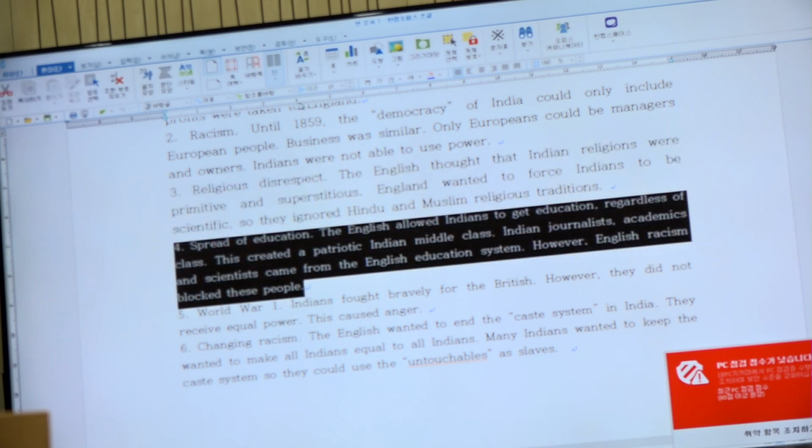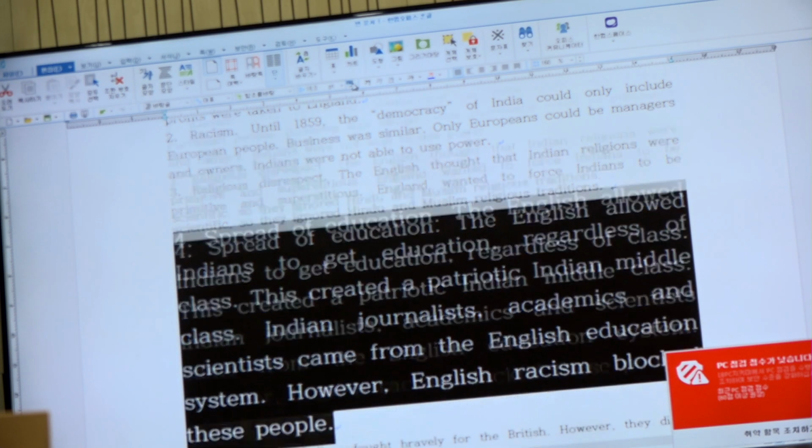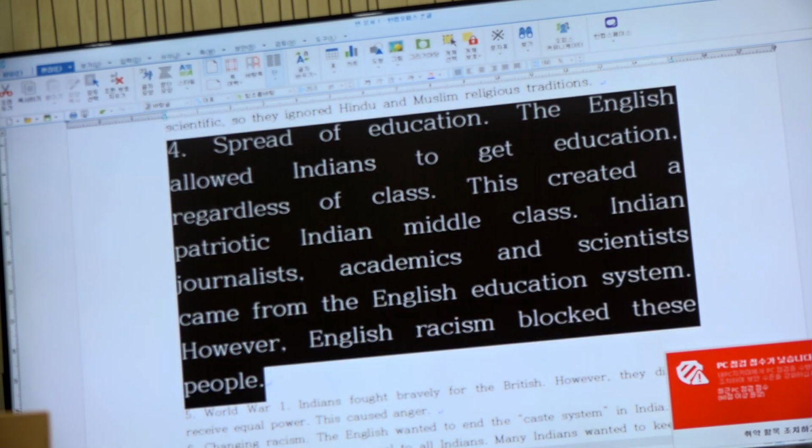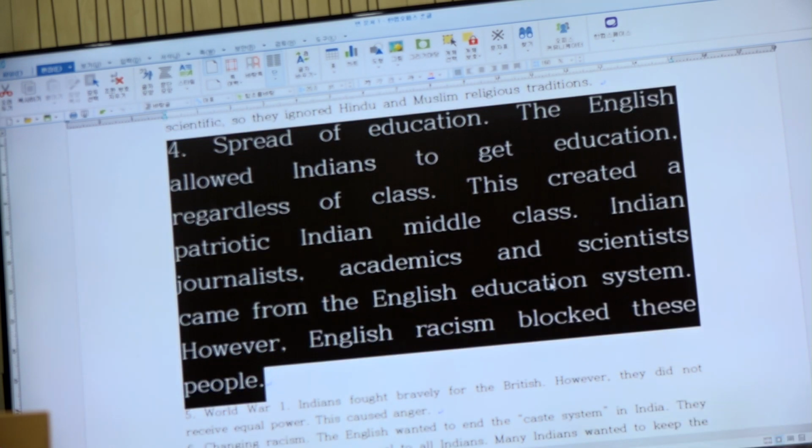Now, it's strange to call this a problem, but this was a problem. The English expanded education in India. They expanded education a lot. And they allowed all Indians to get education. Before the English Empire, only Indians in the high classes could get education.